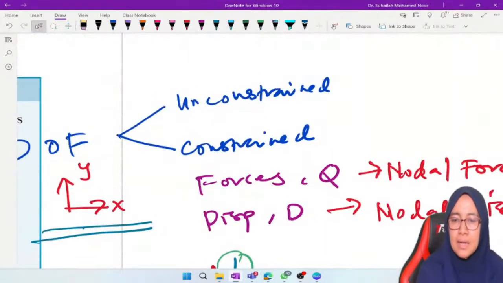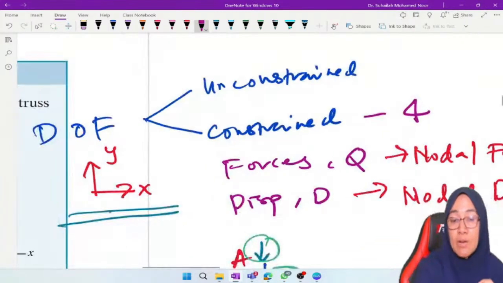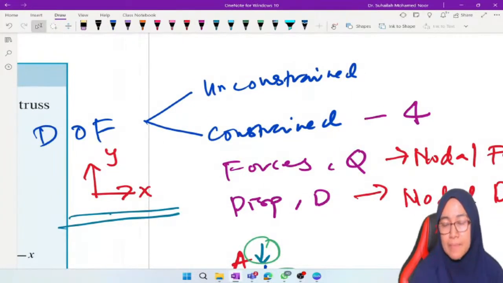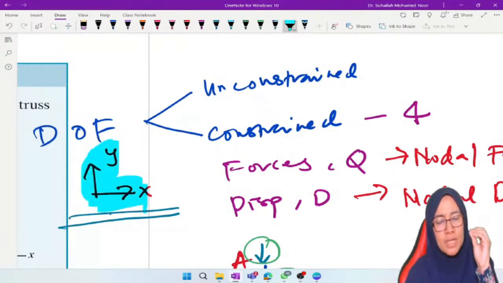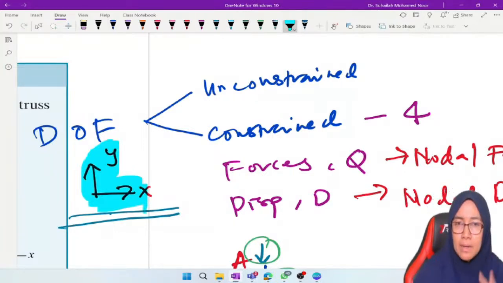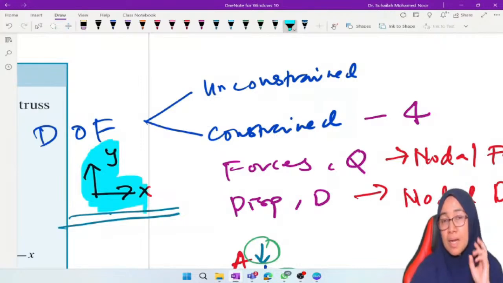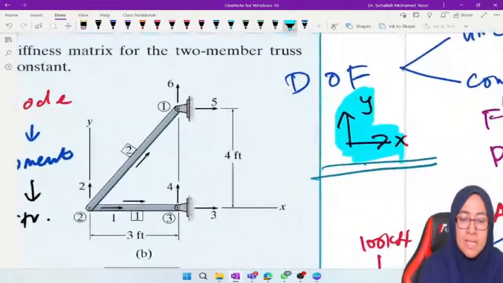So in this case, in constraint, we have 4 degrees of freedom. Because one node has 2 degrees of freedom, this x and y is actually the degree of freedom per node. We have to put this xy at node 1, xy at node 2, xy at node 3. So at node 1 there are 2, at node 2 there are 2, at node 3 there are 2. So in total, there are 6 degrees of freedom.